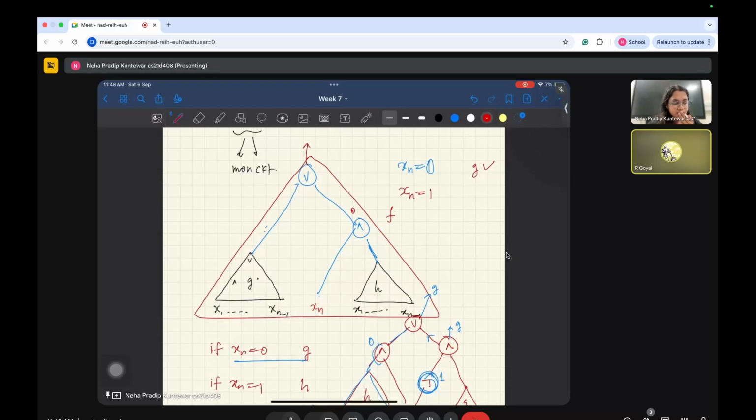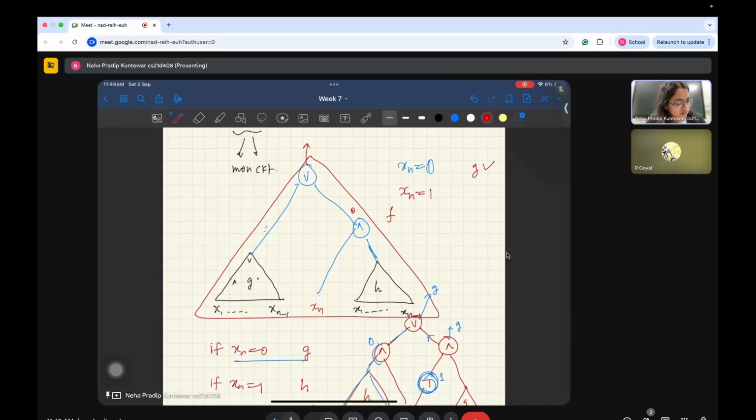So for that thing, I need to make this, but then if I use OR, it won't be of much use. And I want to output h if xn is equal to 1. So how to hide this g first, and how can I hide this g? Okay, good.